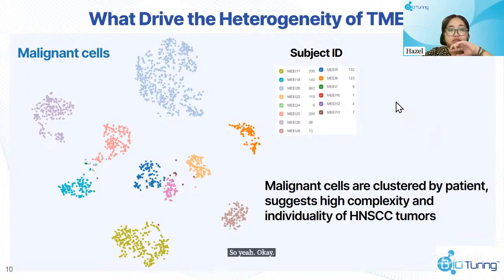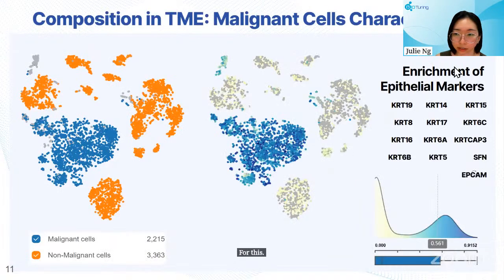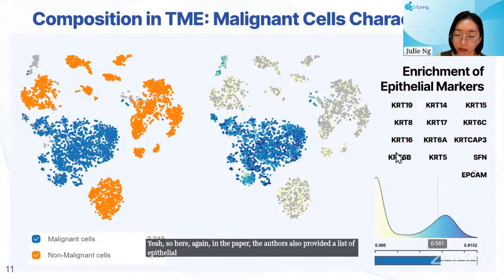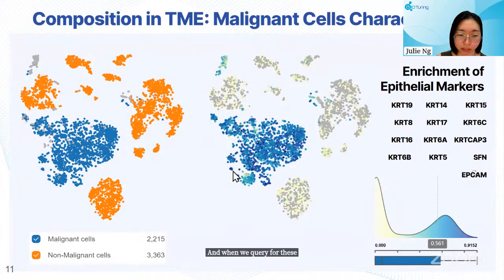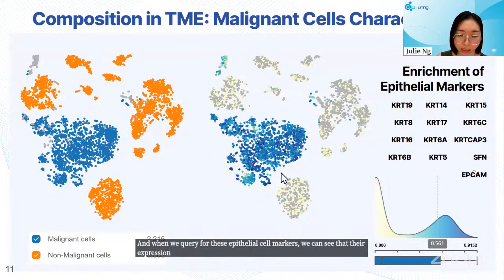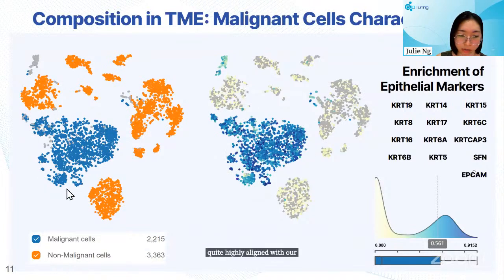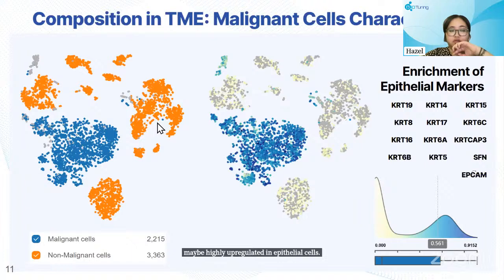So beside this heterogeneity, what else do we have for this? Yeah, so here, again, in the paper, the authors also provided a list of epithelial cell markers. And when we query for these epithelial cell markers, we can see that their expression quite highly aligns with our malignant cell group here in blue. Yes. So this tells us that our malignant cell cluster may be highly upregulated in epithelial cells. Yes, I think that's quite obvious because we all know that the epithelial cell is the main source for the tumor, for the malignant cells.